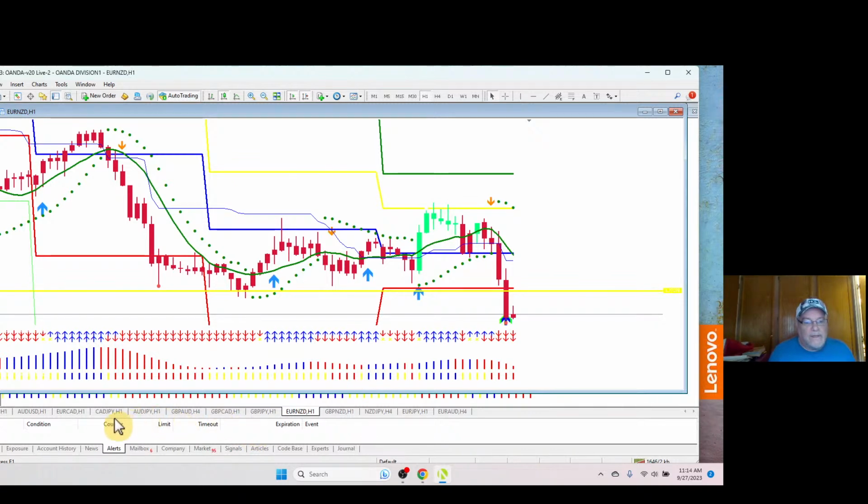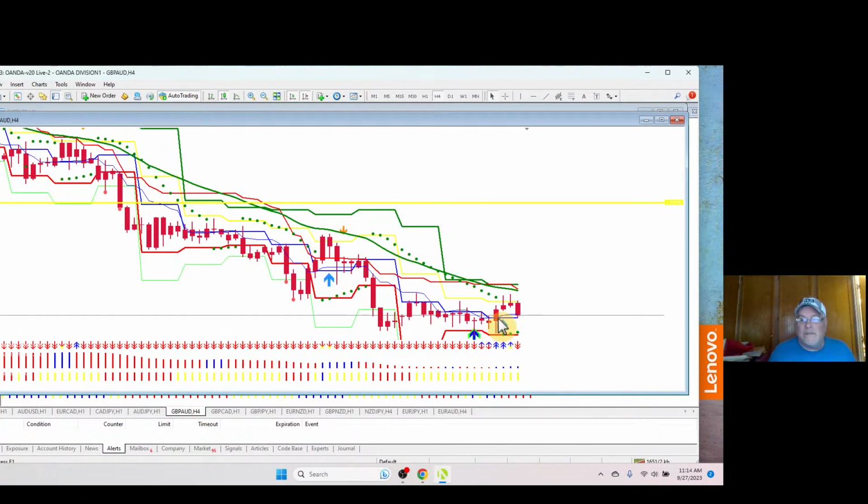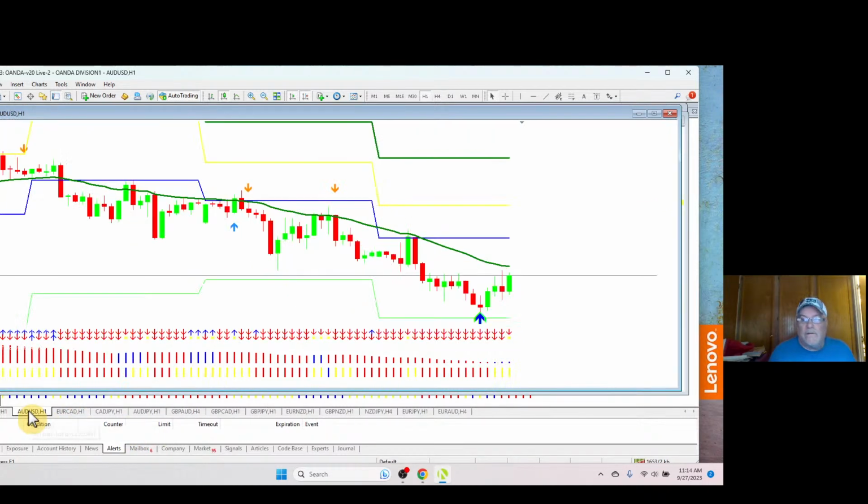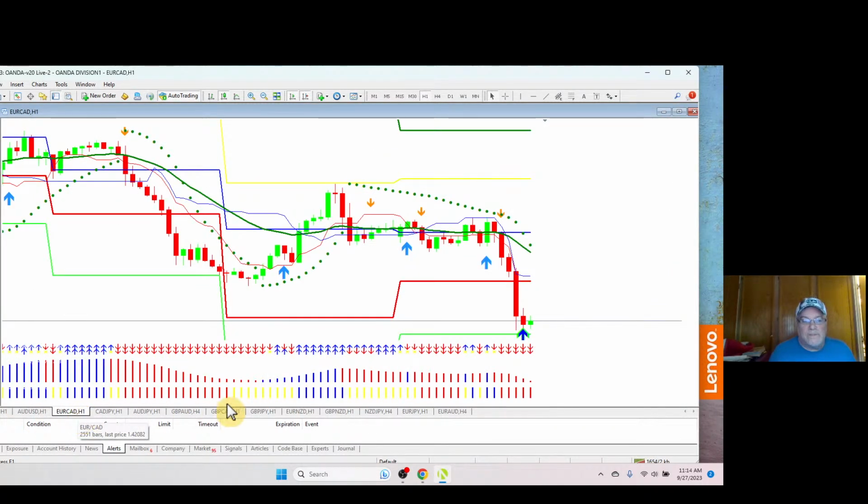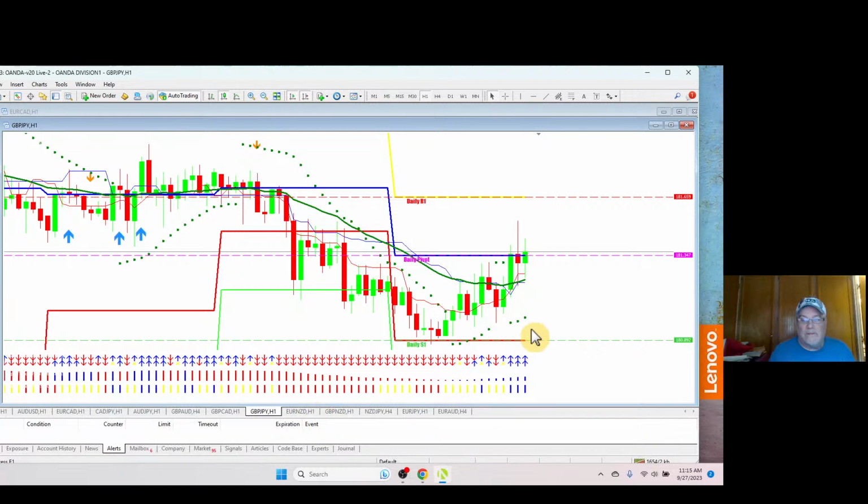So let's see. I need to look at the pound yen, 4 hour. And still coming down a little bit. Aussie dollar's pushing up. Euro CAD pushing up a little bit. Pound yen. So Europe's closed too, so I'm going to have a little slowdown. It's approaching lunchtime here in the U.S., so there's always a slower movement. Pound yen, 1 hour. It's still trying to push up.